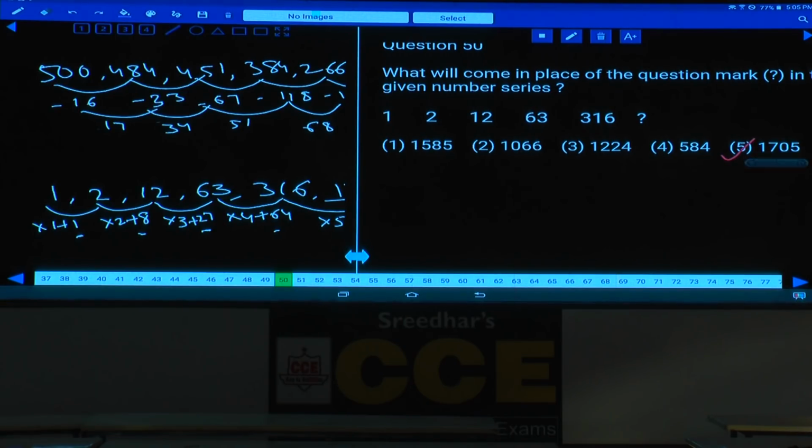Done with this? Now, this is about paper number 32. Question numbers 46 to 50 and 66 to 100. Tell me any doubts in this paper apart from these questions. Done? Now this is about paper number 32.